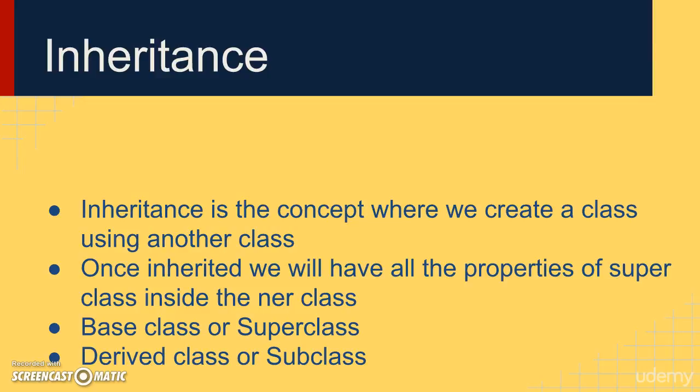So inheritance. What is inheritance? Inheritance is a concept where we create a class using another class. Once inherited, we will have all the properties of the superclass inside the inherited class. The class from which we are inheriting is called the base class or superclass. The class which inherits is called a derived class or subclass.